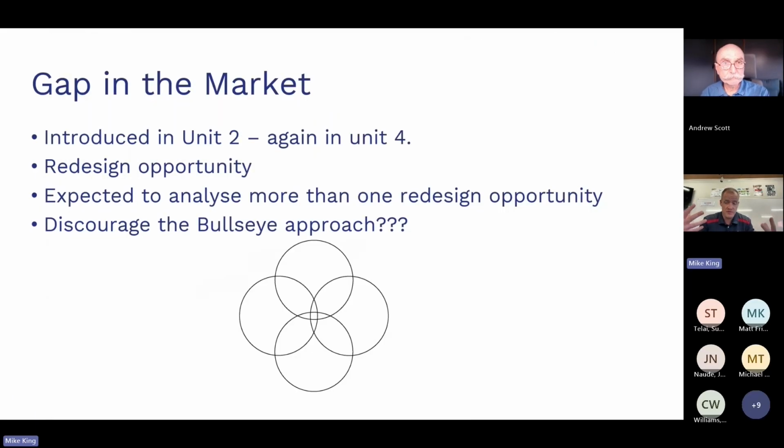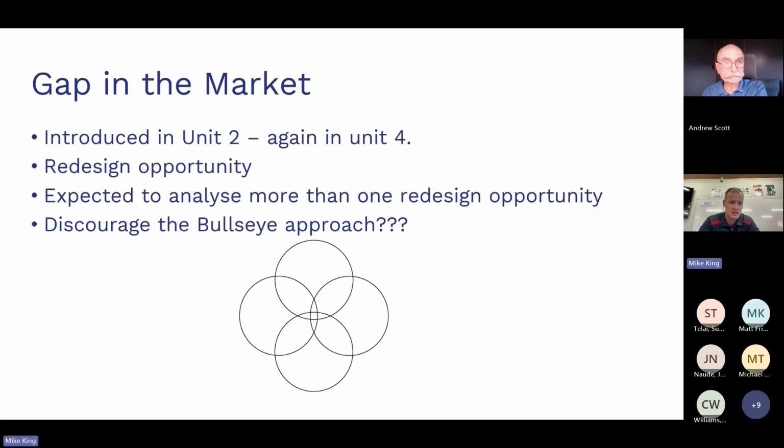Despite introducing a lot of these examples, I found students really struggle because they get introduced to this term, gap in the market. We see it in Unit 2, but here it is again. I have to introduce it and talk about gaps in the market, and then they get really excited about entrepreneurial opportunities and think, oh, I'll think of something that no one else has thought of before. Then I find students are looking for redesign. So they start to think, I've got to tick off social, I've got to tick off economic, it's got to be ecological, and it's got to be a gap in the market.